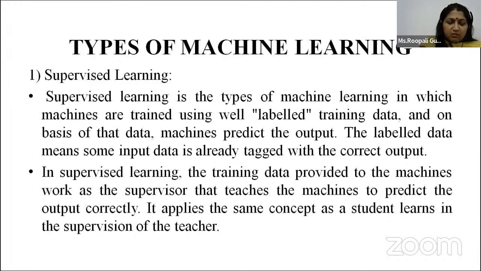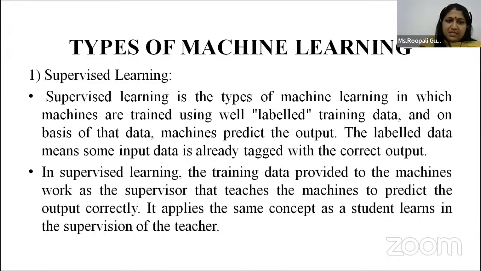One of the best examples of supervised learning is the student and teacher relationship. The student learns from the teacher. Students are learning something under the supervision of the teacher, and that is why we call it supervised learning. So supervised learning is the type of machine learning in which machines are trained using well labeled training data, and on the basis of that data the machine predicts the output.